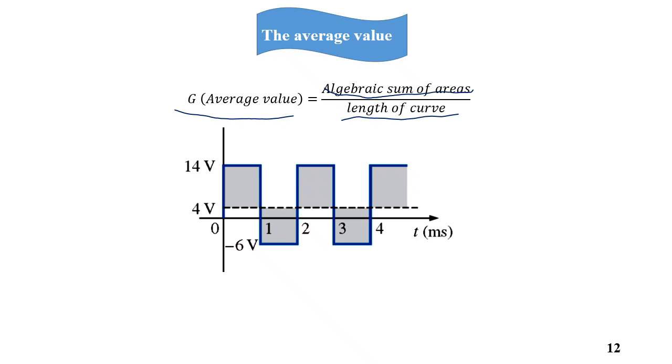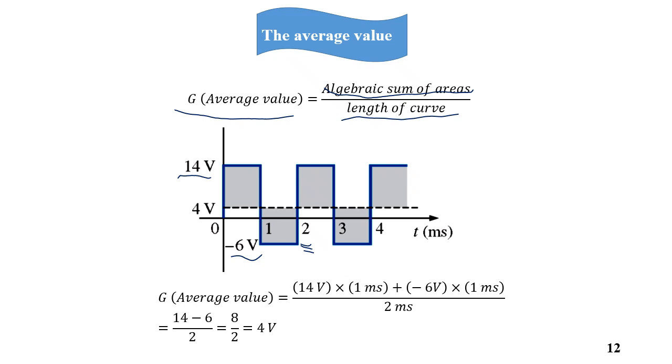Here we have a waveform with maximum positive 14 volts, and the maximum negative is negative 6 volts. The periodic time is equal to 2 milliseconds. This is the time of one complete cycle. We can get the average by taking the sum of the areas under the curve. We have the first area, which is 14 times 1 millisecond, and the second area, which is equal to negative 6 times 1 millisecond. We take the area with its sign and divide this by the length of the curve, which is the periodic time, equal to 2 milliseconds.